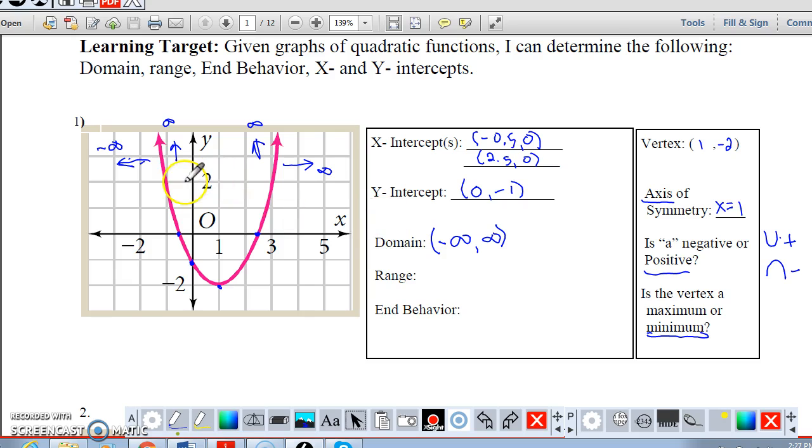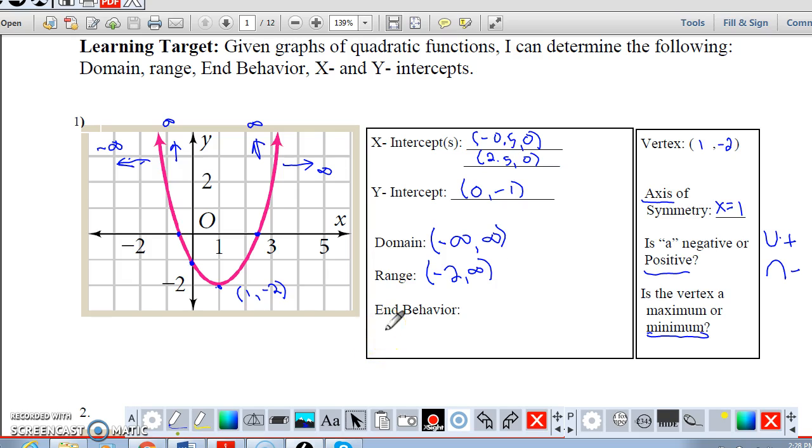And your range is not positive infinity to positive infinity, because the range is from the lowest point to the highest point. Your highest point is positive infinity, but your lowest point is the vertex, which we know is 1 comma negative 2. The range is for the y component, so your lowest point is negative 2. Start with negative 2 all the way to positive infinity.